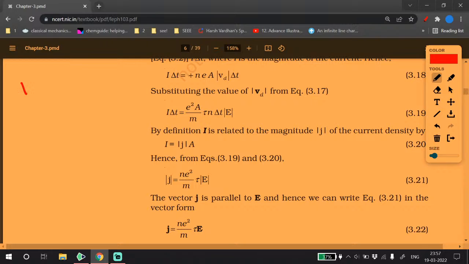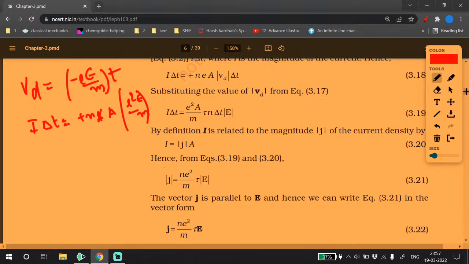So we already know from that drift velocity derivation, minus eE by m tau. Just substitute this here. I delta t is equal to plus n e A times e E by m tau. So this A comes here, e squared E by m tau. So there is this I by A, which will be J net.